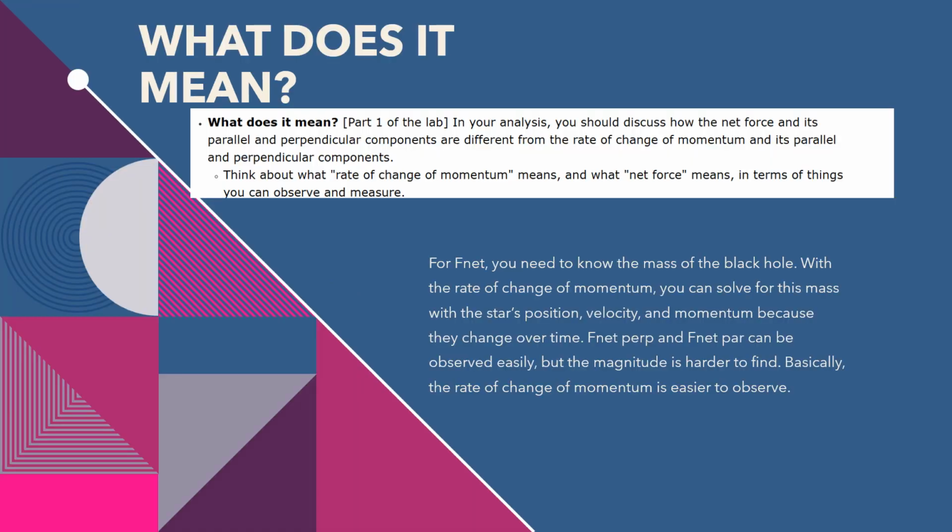All right, what does it mean? It's basically asking to discuss the net force and its parallel and perpendicular components, and how they're different from the rate of change of momentum and its parallel and perpendicular components. I said for F net, you need to know the mass of the black hole, but with the rate of change of momentum, you can solve for this mass with the star's position, velocity, and momentum because they change over time. So basically F net perpendicular and F net parallel can be observed easily. However, the magnitude is harder to find, so basically the rate of change of momentum is easier to observe.